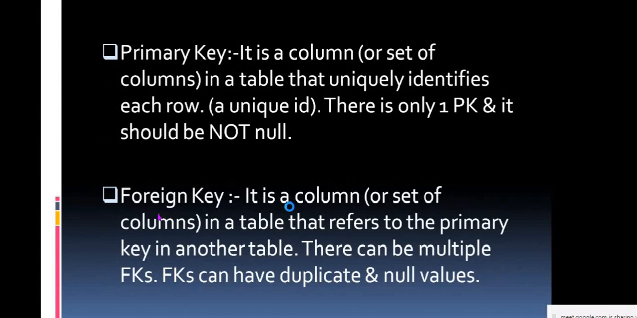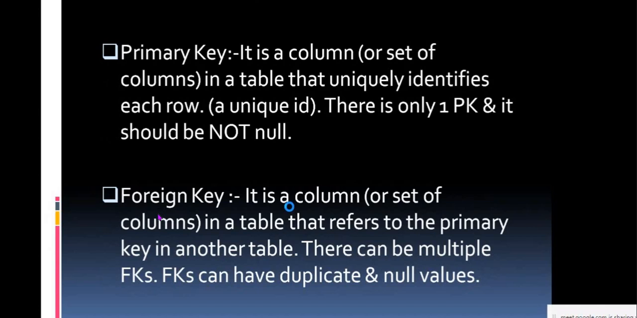So the next one is keys. Here there are two types of keys, that is primary key and foreign key. The primary key is a column or a set of columns in a table that uniquely identifies each row. That is a unique ID. So there is only one primary key and it should not be null.